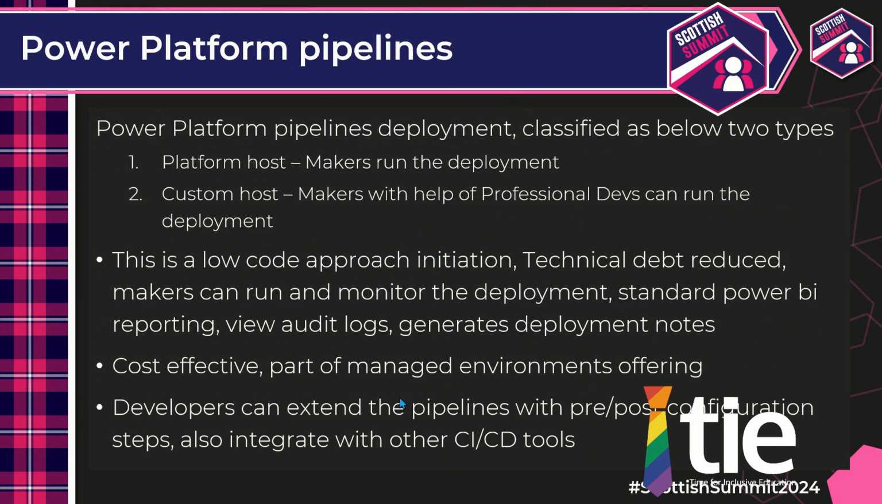And this is a low code approach initiation. So whenever we want to do a deployment, I would recommend starting with the low code approach, where we have less technical depth and makers can run and monitor the deployments. They can look into the standard reporting to observe or monitor, view the audit logs, and also we have a nice Copilot auto-generated deployment notes, which is a challenge in the Azure DevOps pipelines. From my past experience, we need to buy some third-party tools or add-ons. Now it is available within the Power Platform pipelines.